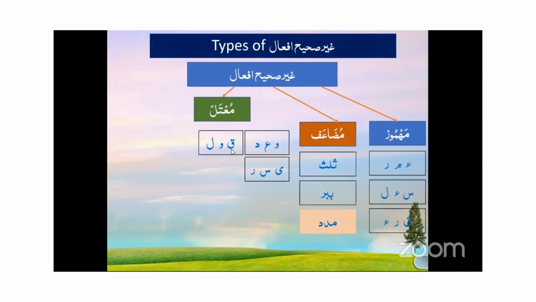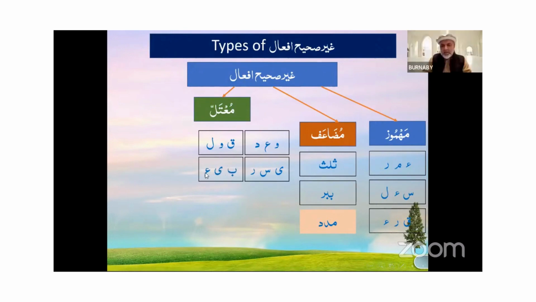MashaAllah. What is this? Qaf, wow, lam. Where is the weak letter? Ain kalima. Okay, mashallah. Ba, ya, ain. Where is the weak letter? Ain kalima.